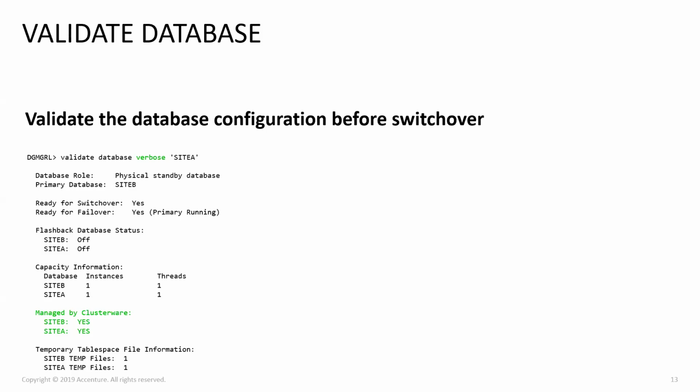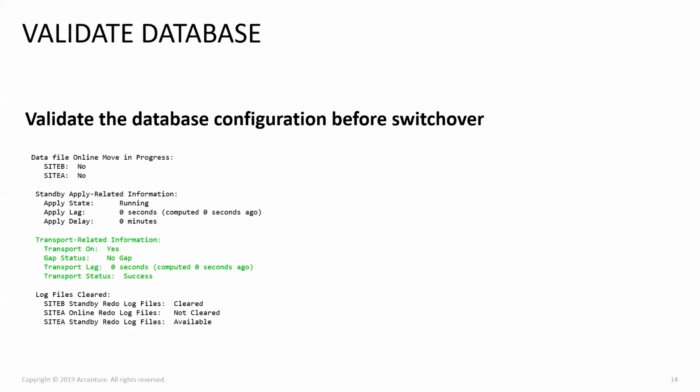So again, this is the same situation. It's a physical standby. My primary is site B. I'm ready for switchover. Everything is the same, except that I'm now being told it's a single instance database because I've got one instance, one thread. Do I have all the temp files is something that it tells me as well. Is there an online data file move in progress? What are my apply related settings? Do I have an apply or a transport lag? No, I don't. It looks good.